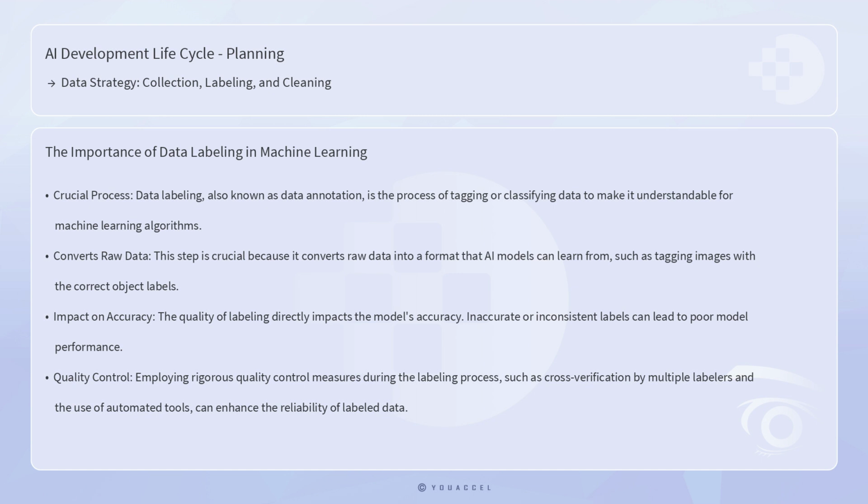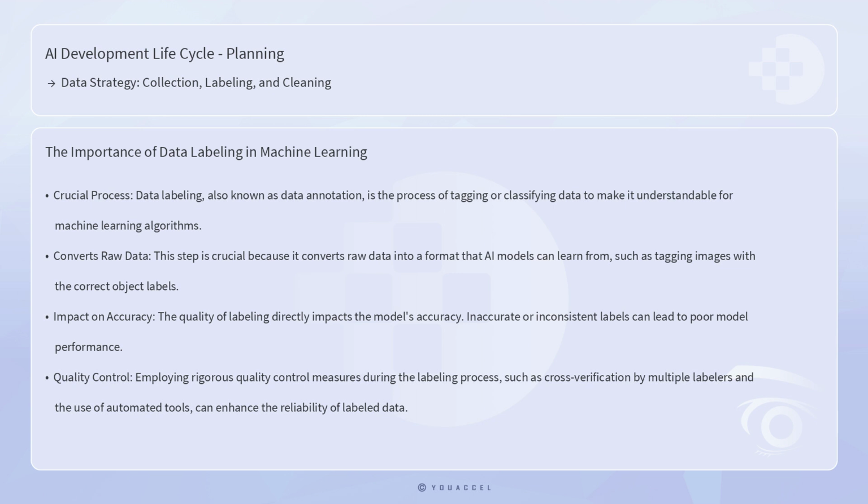Once the data is collected, it needs to be labeled. Data labeling, also known as data annotation, is the process of tagging or classifying data to make it understandable for machine learning algorithms. This step is crucial because it converts raw data into a format that AI models can learn from. For example, in a supervised learning setup, each data point must be labeled with the correct output, such as tagging images with the correct object labels.